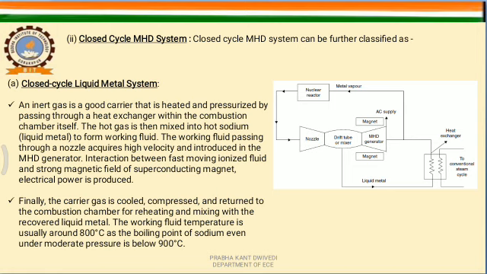Interaction between the fast moving ionized fluid and a strong magnetic field of a superconducting magnet produces electrical power. Finally, the carrier gas is cooled, compressed, and returned to the combustion chamber for reheating and mixing with the recovered liquid metal. The working fluid temperature is usually around 800 degrees centigrade, as the boiling point of sodium even under moderate pressure is below 900 degrees centigrade.